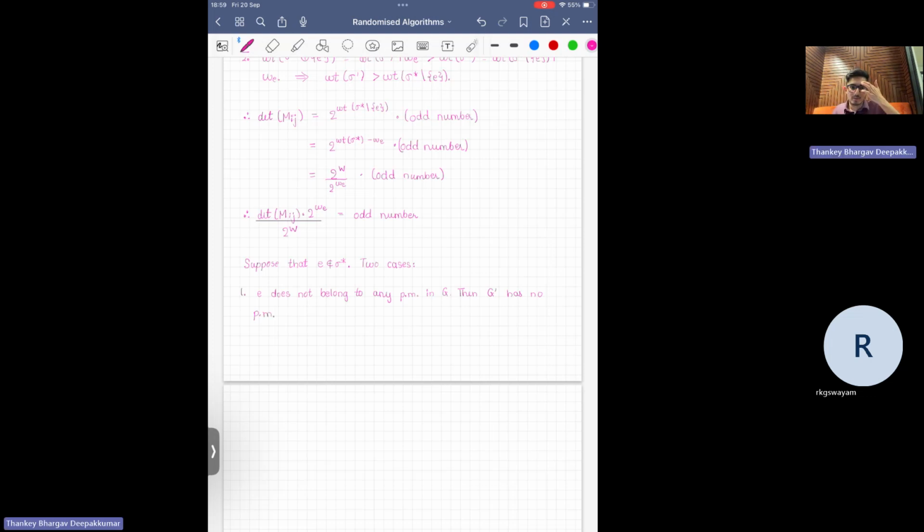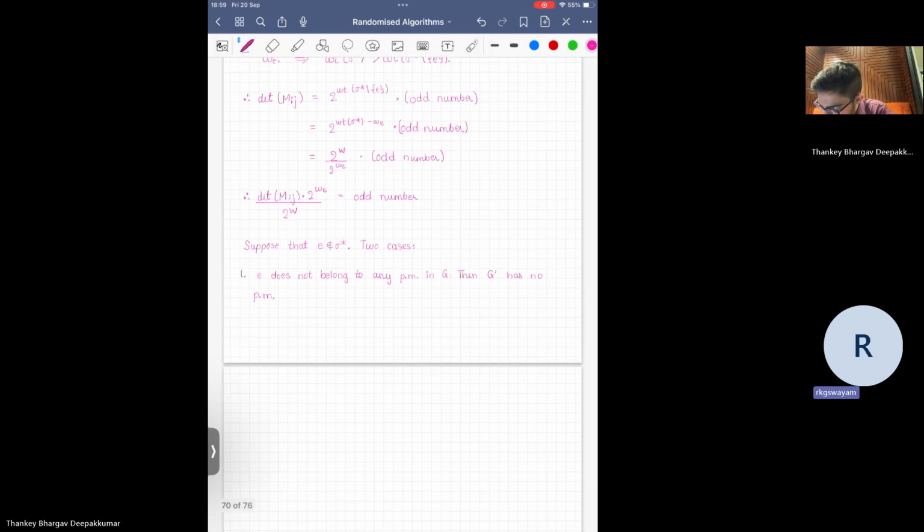Then G prime has no perfect matching, right? E does not belong to any of the perfect matchings in G. Then G prime has no perfect matching. Thus, the determinant of Mij is equal to 0. And this is an even number, right?